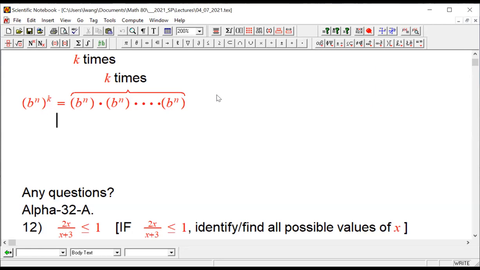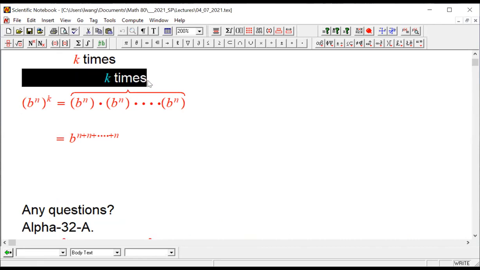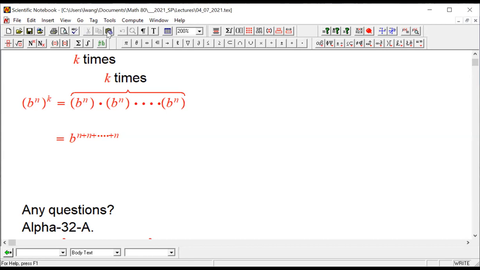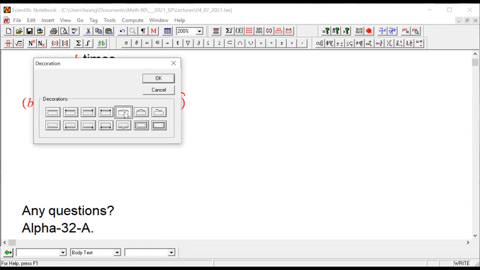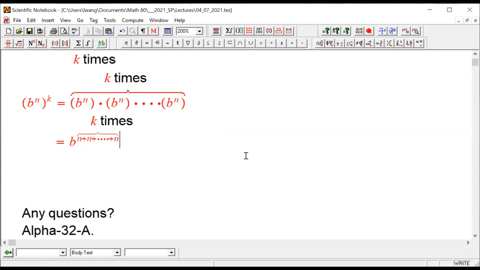Okay. And what would that be? We're going to be doing b to the power of what? N plus n plus many n's, right? How many times? K times again, right? Still K times, yeah? So the sum here is how many times? I hope I gave you a good picture, right? For your future reference. And K times, right?